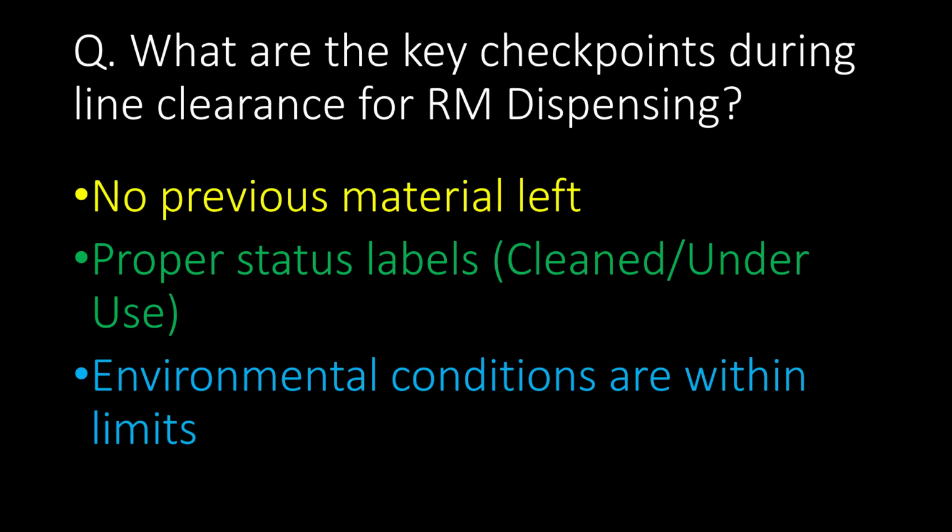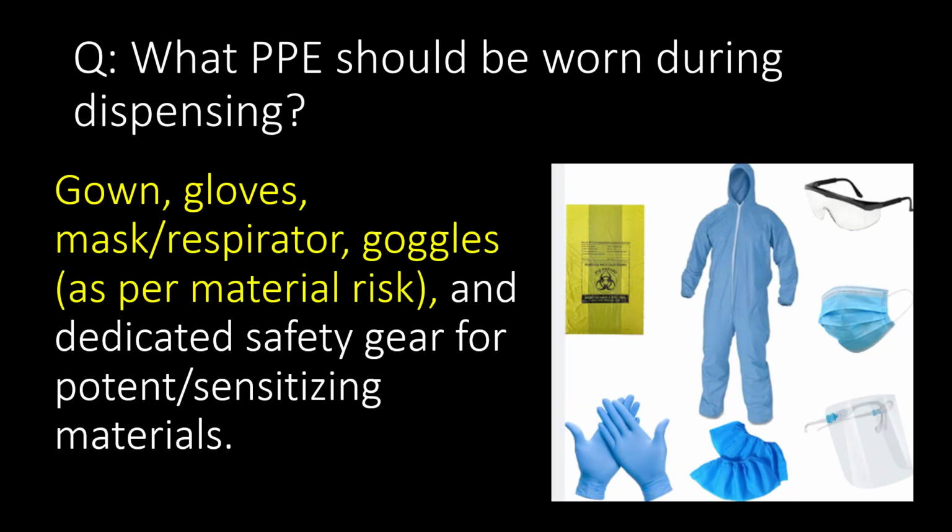What are the key checkpoints during line clearance for raw material dispensing? No previous material left, proper status label, that is clean or under use, and finally environmental conditions are within limits. What PPE should be worn during dispensing? Gown, gloves, mask or respirator, goggles as per material risk, and dedicated safety gear for potent or sensitizing materials.